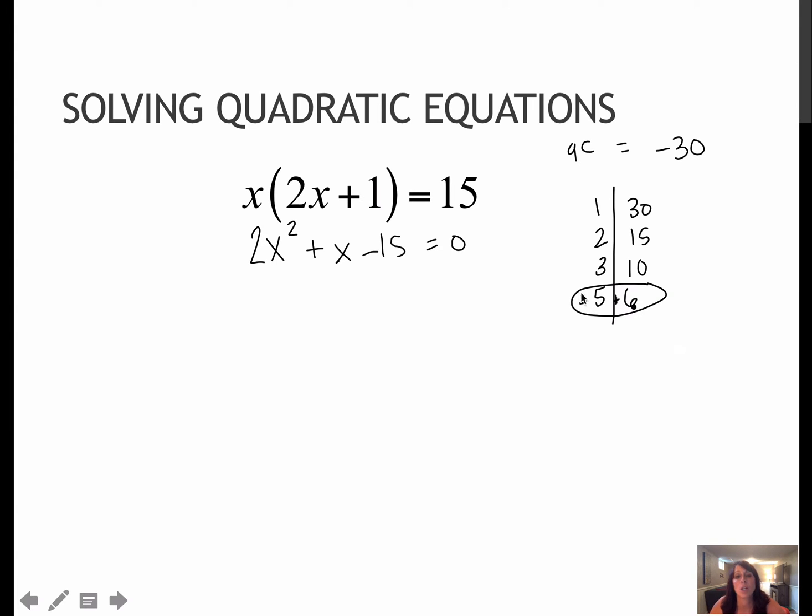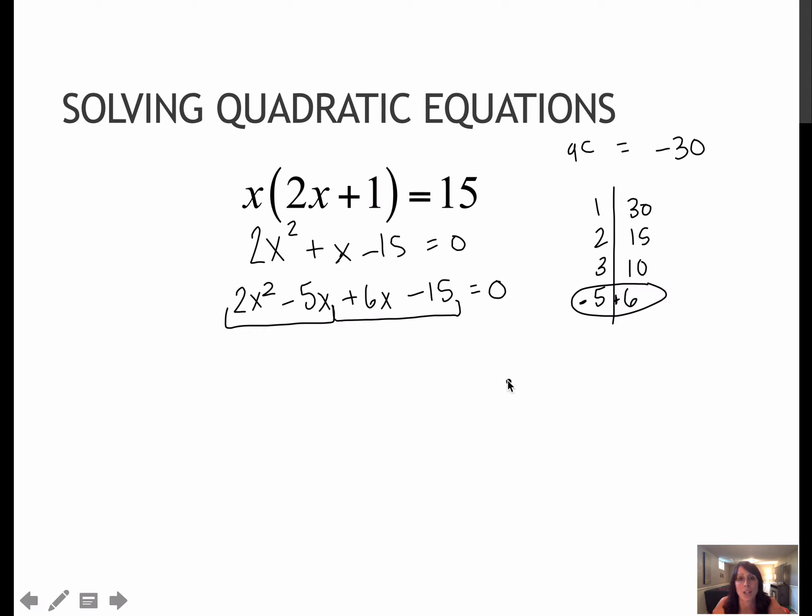So what I would do then, using this new method, is I would write this as 2x squared, and then it doesn't matter the order that you put these in. You could put the minus 5 first or the plus 6 first. I'm going to put minus 5x plus 6x minus 15 equals 0. So what I've done is I've just separated positive 1x into a minus 5 and a plus 6. Again, it doesn't matter the order. You could flip-flop those.